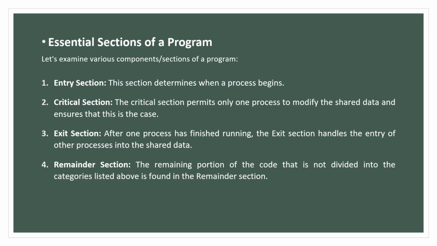The entry section determines when the process begins. The critical section permits only one process to modify the shared data and ensures this. Next, the exit section: once a process has finished running, the exit section handles the entry of other processes into the shared data. And the fourth one is the remainder section: the portion of code that is not divided into the categories listed above is found in the remainder section.